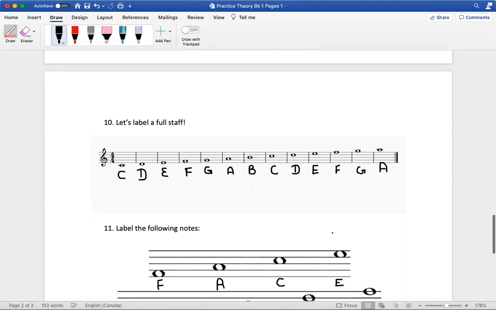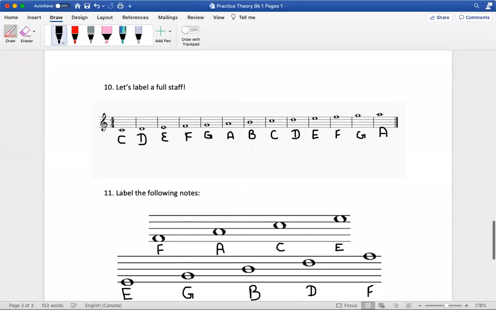Then we did a full staff. We found our every, we found our E, and then we did E, G, B, D, and F. And then we found our spaces, F, A, C, E. You'll also notice that this works as a musical alphabet. A, B, C, D, E, F, G, A. So that you can always rely on that if you ever forget what's coming next. Just remember, if you can figure out every, then you can count up the rest of the notes.